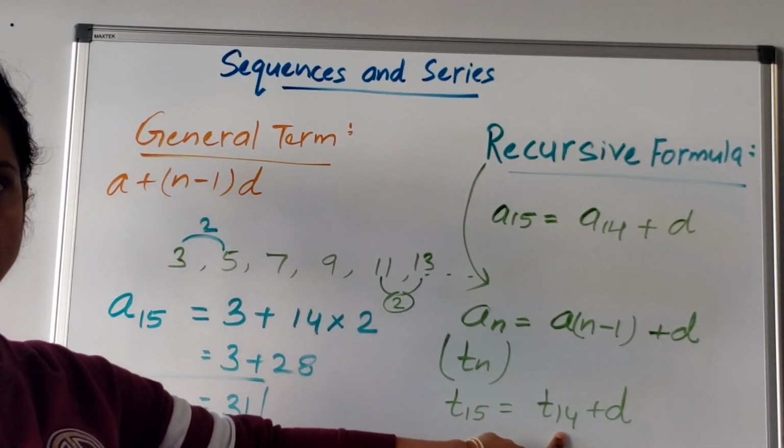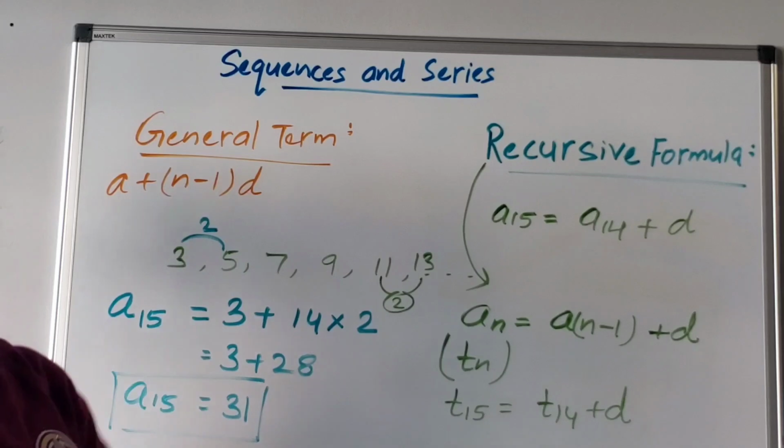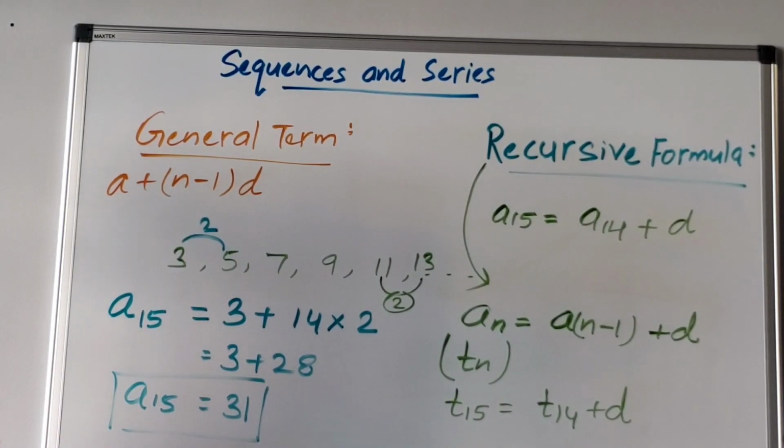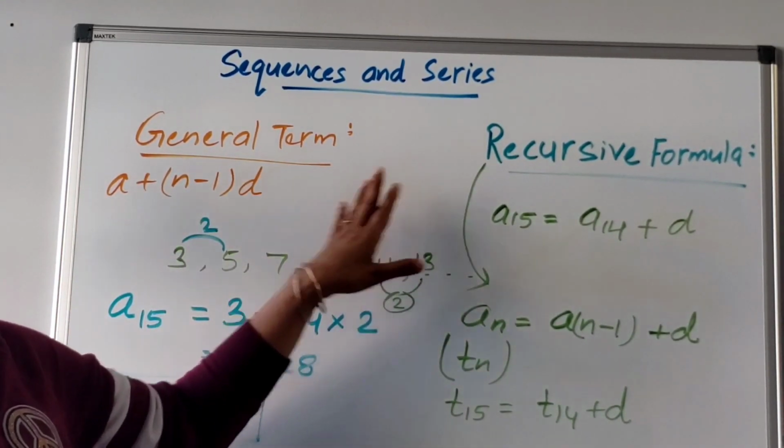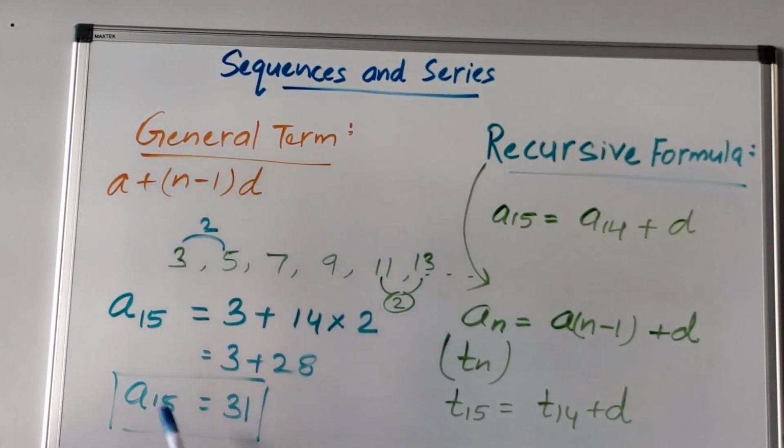How do I know the 14th term? That's, I can say, a shortcoming for the recursive formula, that I should know the 14th term to find out the next term. So this is the comparison of general term and recursive formula to find out a given sequence's terms.